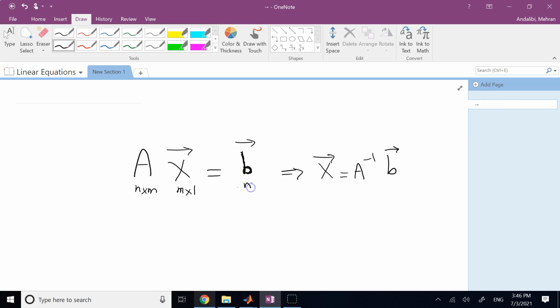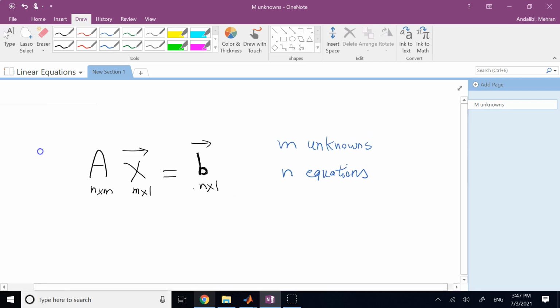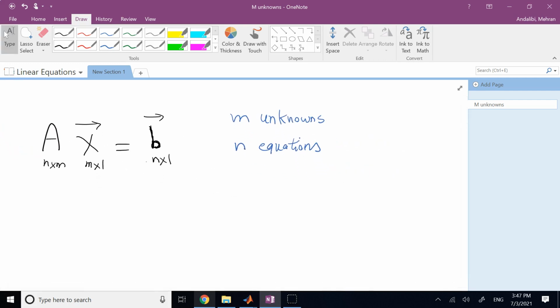Okay, so what does it mean? It means that basically you have n equations and m unknowns. Okay, so here you have m unknowns and n equations. And not necessarily always this m and n are equal. Sometimes m is bigger than n, sometimes n is bigger than m. Now what? Now can you find a solution? Okay, so we call them over and under constraint equations.